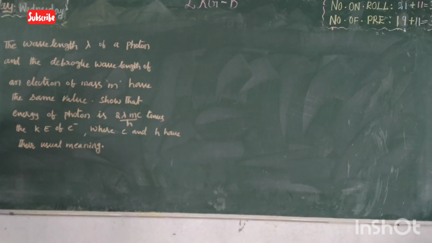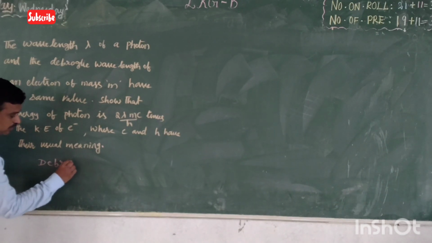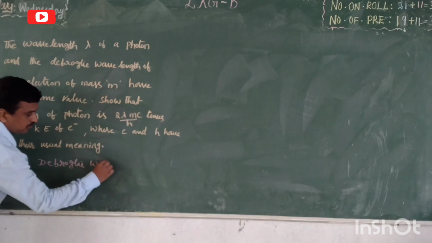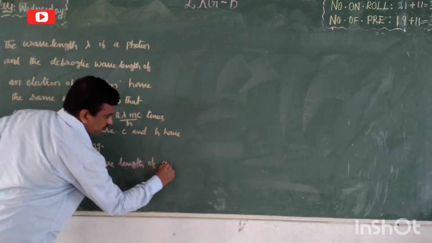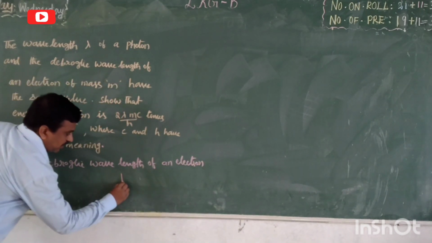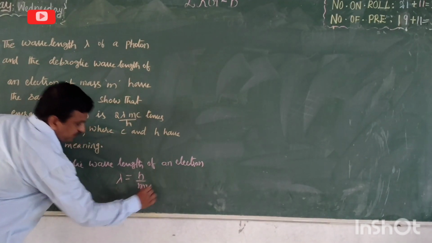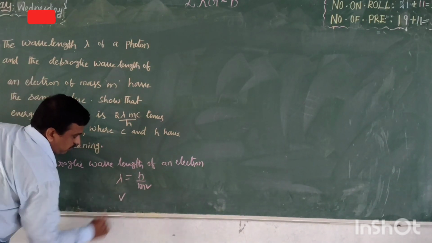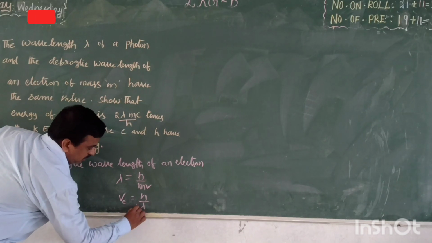First we can write the wavelength of the photon and the de Broglie wavelength of the electron. The de Broglie wavelength of an electron is lambda equal to h by mv. From this we can write v, the velocity of the electron, equal to h by m lambda.